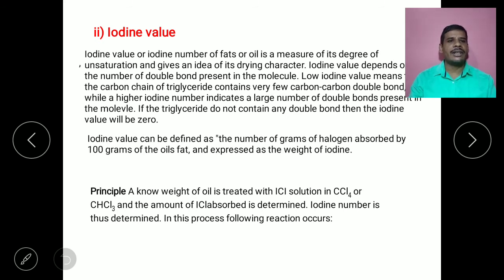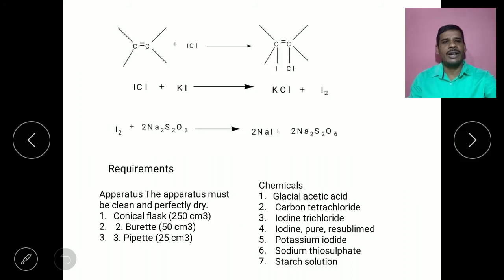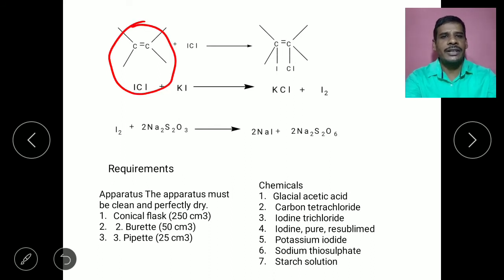ICl, also called Wijs reagent, is a very important reagent. See how the reaction takes place in the determination of the iodine value. The carbon-carbon double bond is present in the oil. ICl, the Wijs reagent, is reacted with the carbon-carbon double bond, and in this way addition takes place.